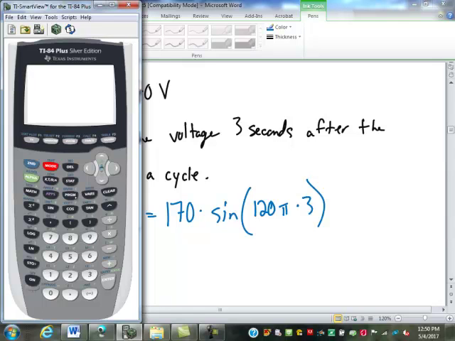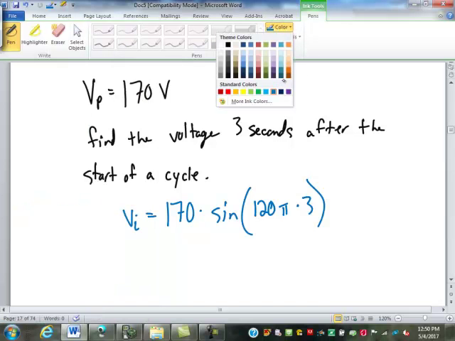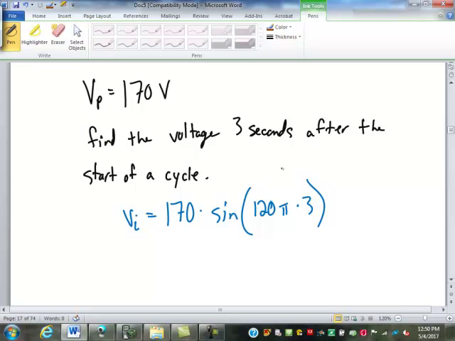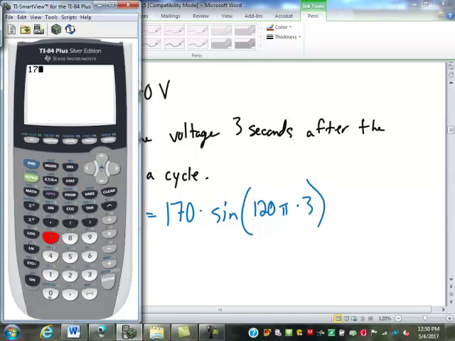Yep, so press that until it says RAD on top of the screen. Okay, so you're now in radian mode. So we're just going to punch this in, just like that. 170 times the sine, in parentheses, 120 times, I'm actually going to use the pi key for this one, times pi times 3, and close my parentheses.